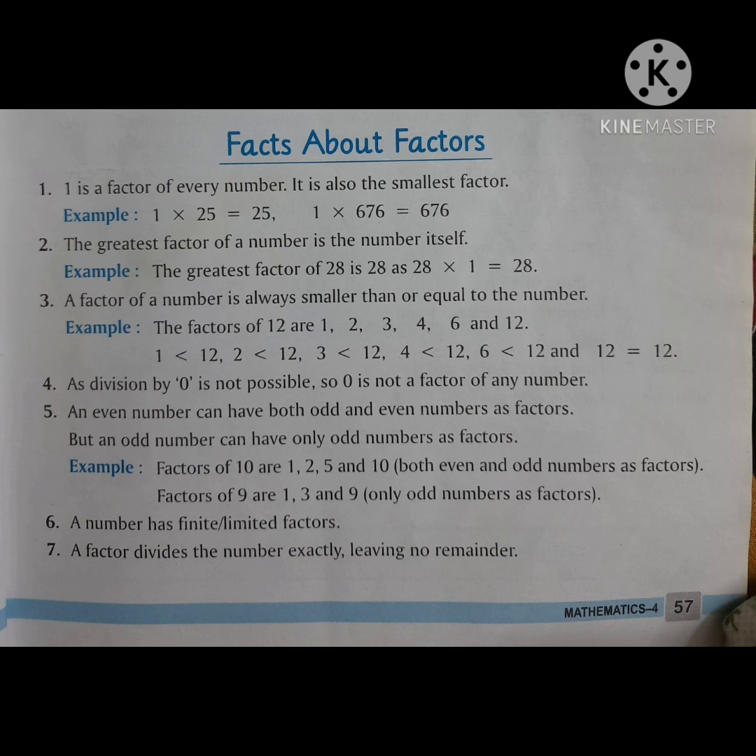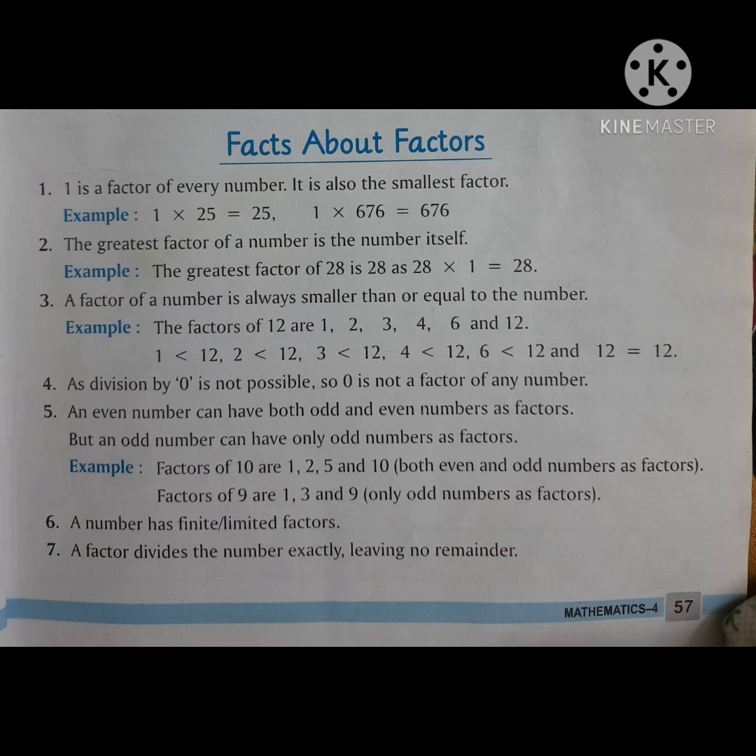The next fact is the greatest factor of a number is the number itself. Means any number can be divided into many numbers, right? Into smaller numbers. But the greatest number that it can be divided into is the number itself. Suppose we take a number 28. The factors of 28 are 1, 2, 4, 7, 14, then 28, right? 28 is the last factor, and the greatest factor is the number itself, that is 28, right?